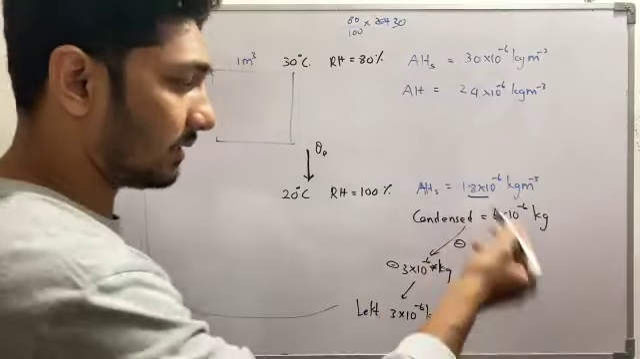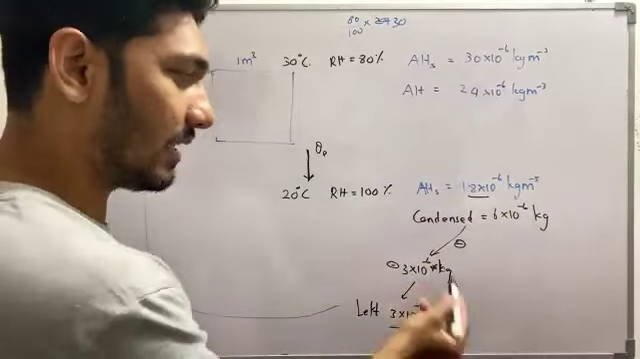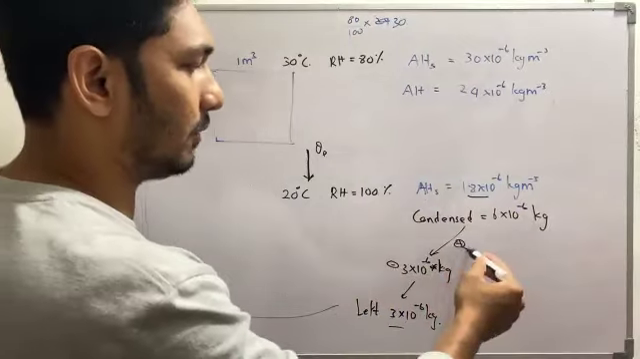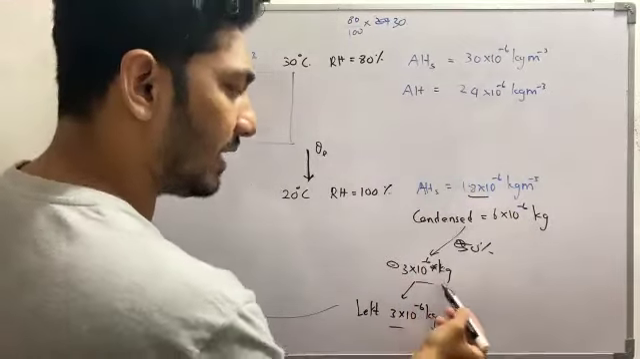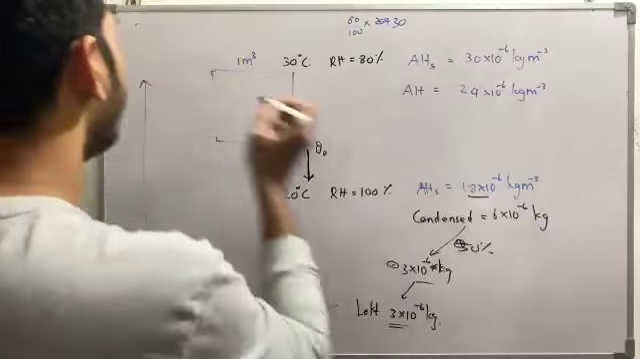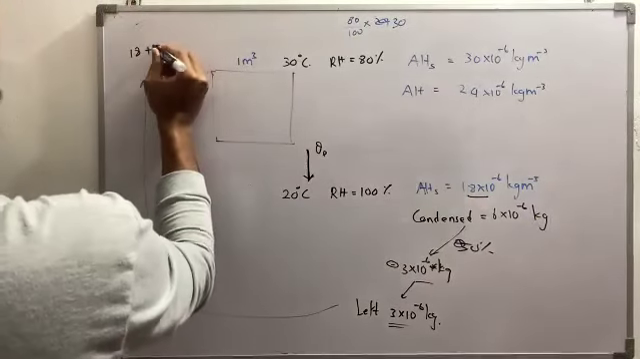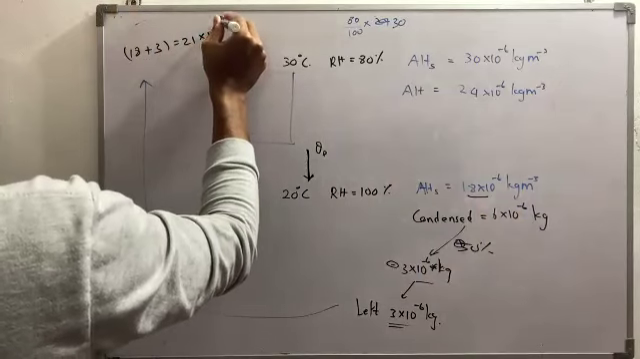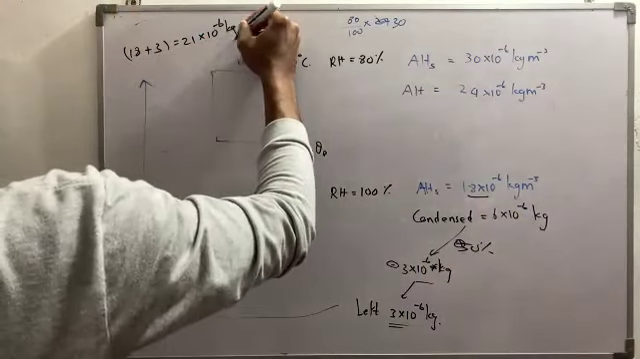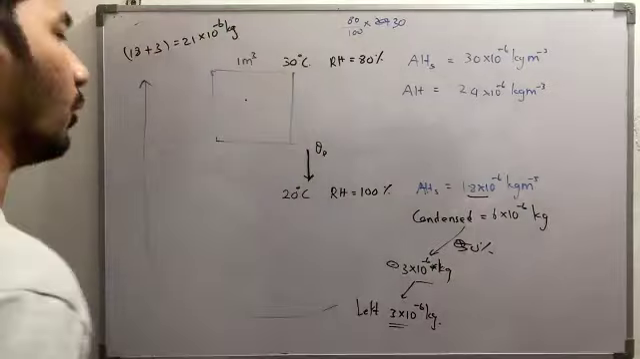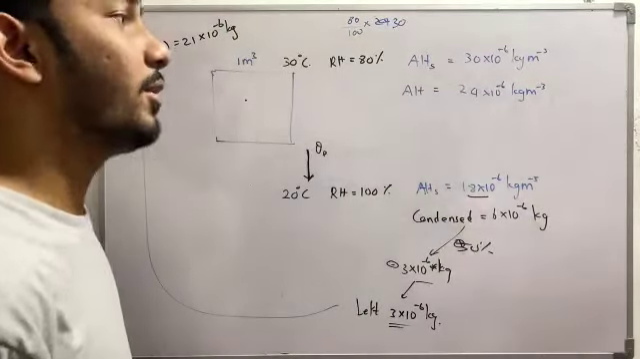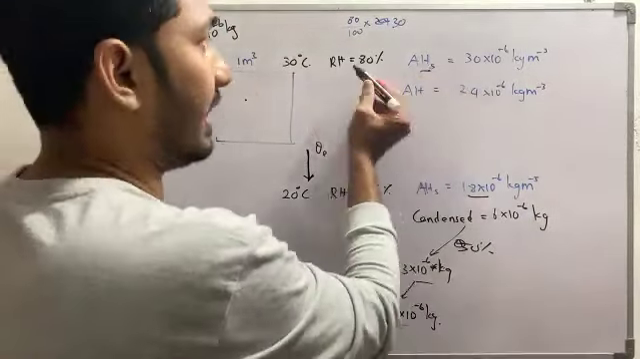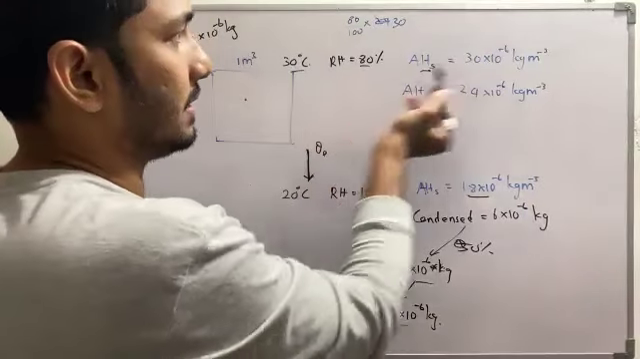It's 18 and this 3, no, because 3 is removed. The 50% is removed. So then 3 is gone, another 3 will be there. So 18 plus 3, which is 21 into 10 to the power minus 6 kilograms, will be there in the room now. Okay. And you know, the AH at this temperature, sorry, 30 degrees Celsius.